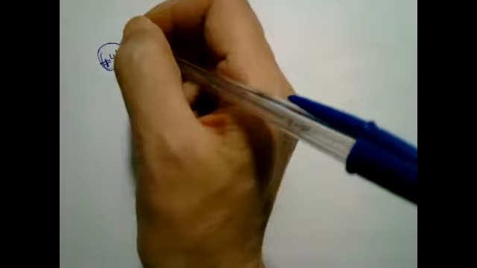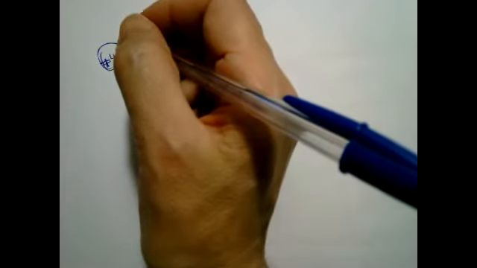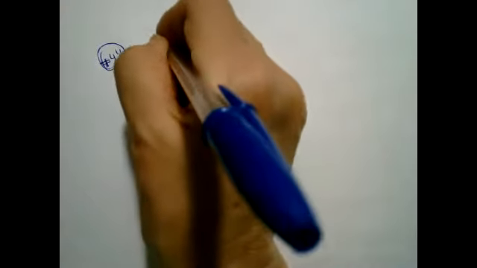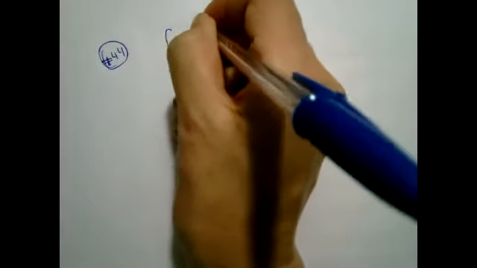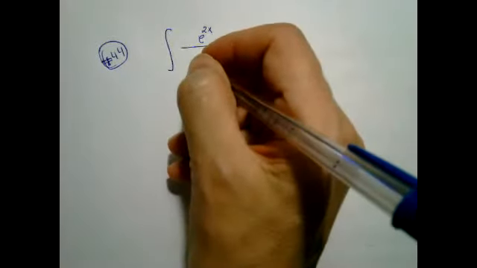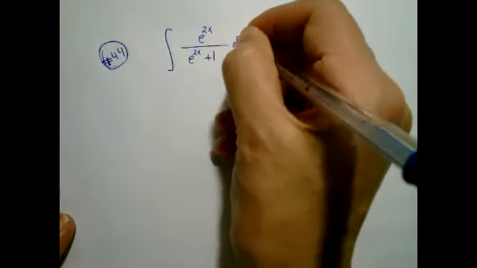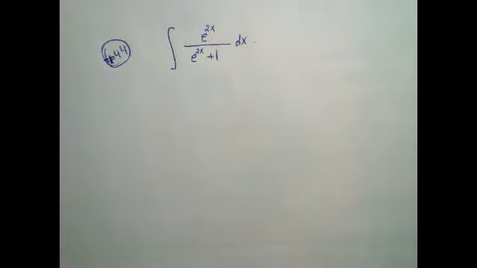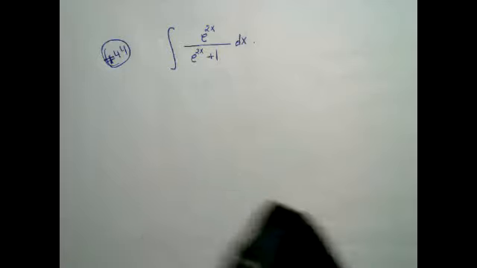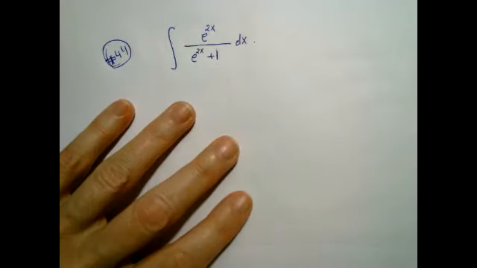Now I look at 44. What is 44? The integral of e to the 2x over e to the 2x plus 1 dx. Okay, so again, it looks scary, absolutely, but we're going to get it. All right, ideas. What do you see?